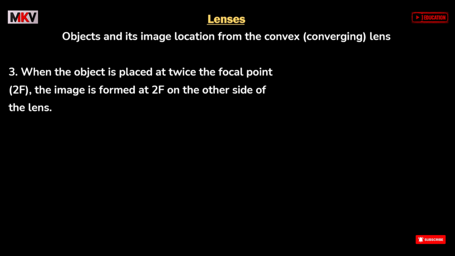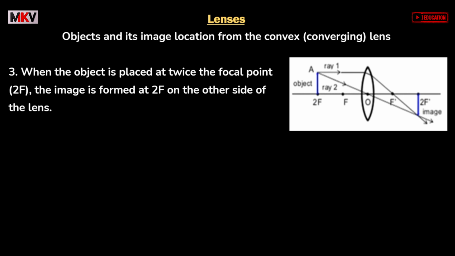And also when the object is placed at twice the focal length, the image formed is at 2F. So the object at 2F, the image will also be at 2F. The diagram here depicts the explanation. The image is at 2F and the object is also at 2F, and the image has the same size as the object.